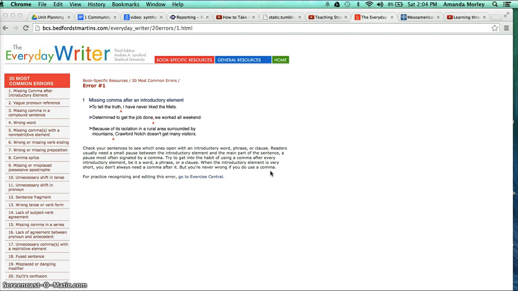So the rule is, the actual grammatical rule is, if you have 4 words in your introductory clause, it is not always necessary to include a comma. So in this sentence, it wouldn't necessarily need to be there to be grammatically correct. However, comma, usually it clarifies your ideas, and sometimes it's absolutely necessary. Additionally, if you don't have a sentence that has lots of other commas in it, it's always better to simply include the comma, okay? Determined to get the job done, we worked all weekend.